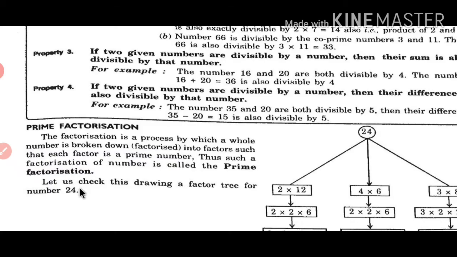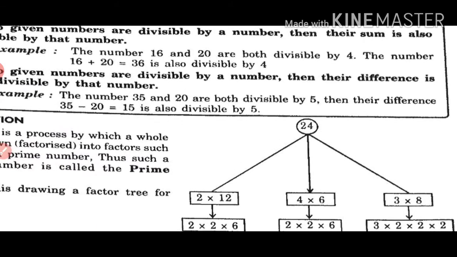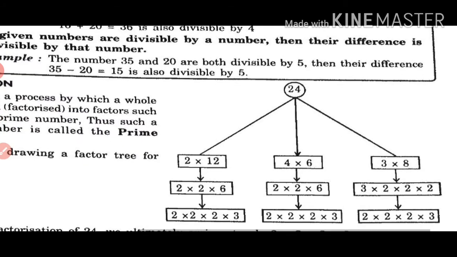So let us see a factor tree for 24. Here you can see 24, its factors are 2 into 12, 4 into 6, or 3 into 8. We can write it in different ways. Again 2 into 12: 2 as it is, 12 we can write as 2 into 6. Then 2 and 2 as it is, again 6 can be written as 2 into 3. It means 24 can be written as 2 multiply 2 multiply 2 multiply 3.